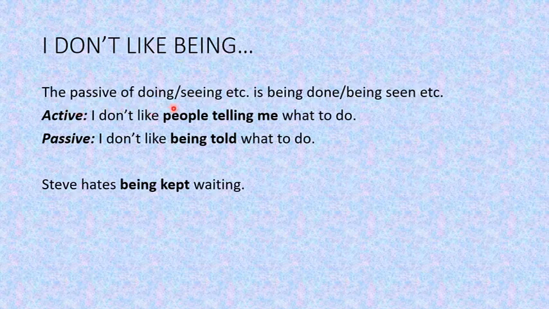The passive of doing, seeing, etc. is being done and being seen. For example, I don't like people telling me what to do. The passive could be I don't like being told what to do. Steve hates being kept waiting.